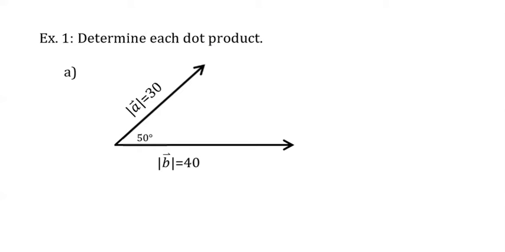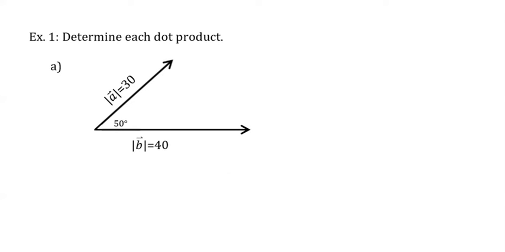Okay, let's do a few examples. Determine each dot product. So it's pretty straightforward. A dot B is the magnitude of A times the magnitude of B times cosine of theta, which, as I said, is the definition, where theta is the angle between them. So this is 30 times 40 times cosine of 50.